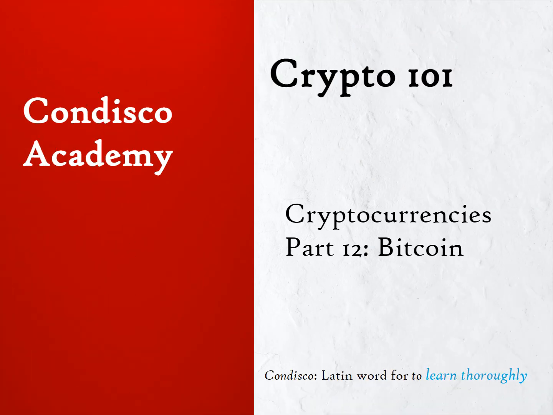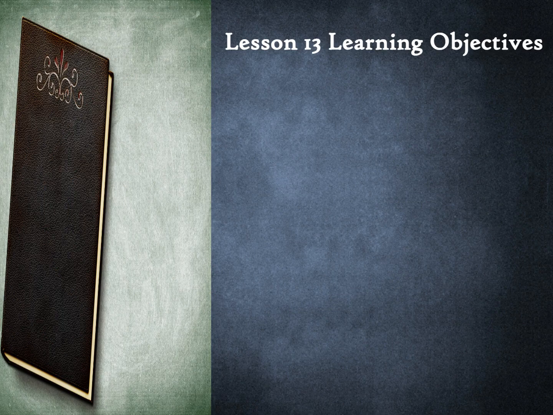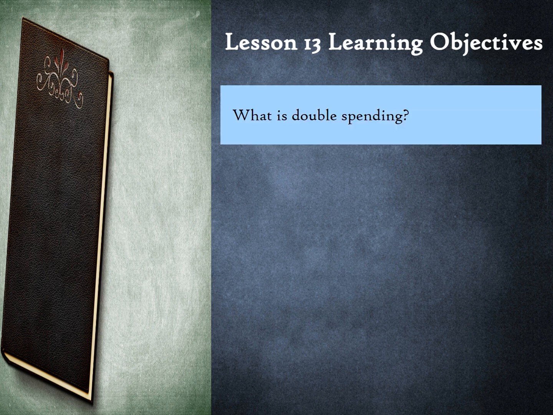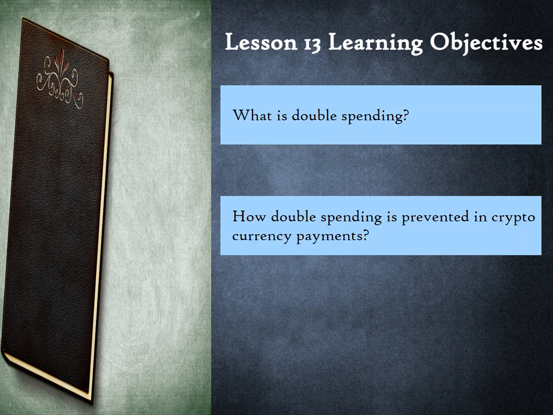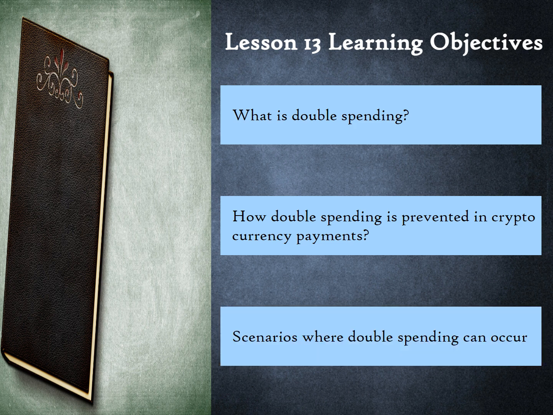Welcome to Crypto 101, a first principles jargon-free course on blockchain and its impact on financial services. We are in the process of learning how cryptocurrencies mimic the properties of fiat money. In this lesson, we will learn what is double spending and how is it prevented in cryptocurrencies. We will then review a couple of scenarios where double spending can occur in cryptocurrencies.